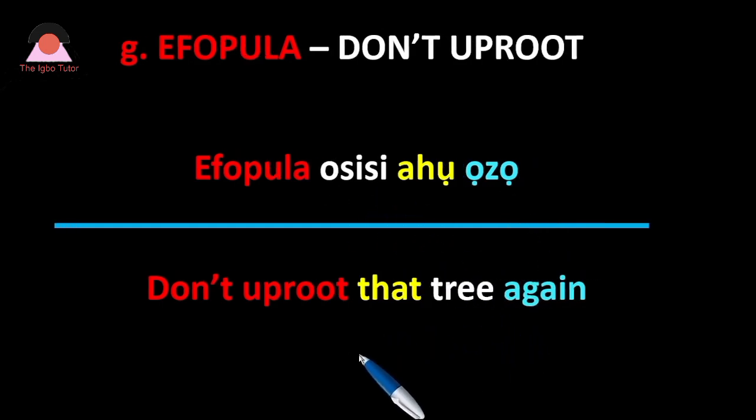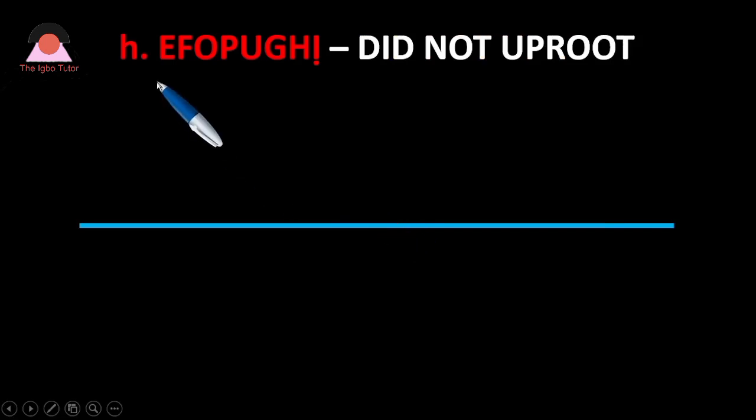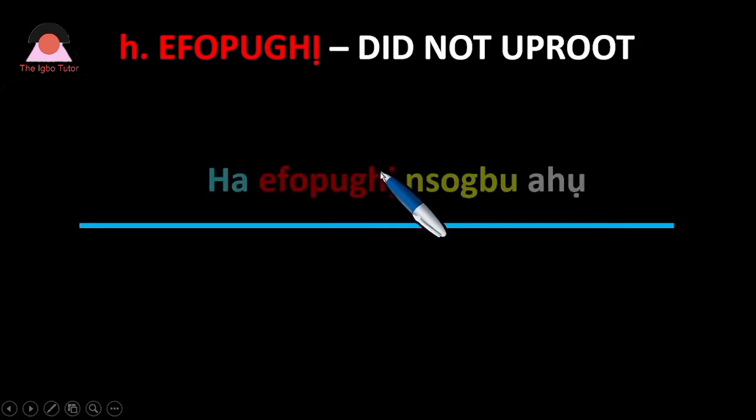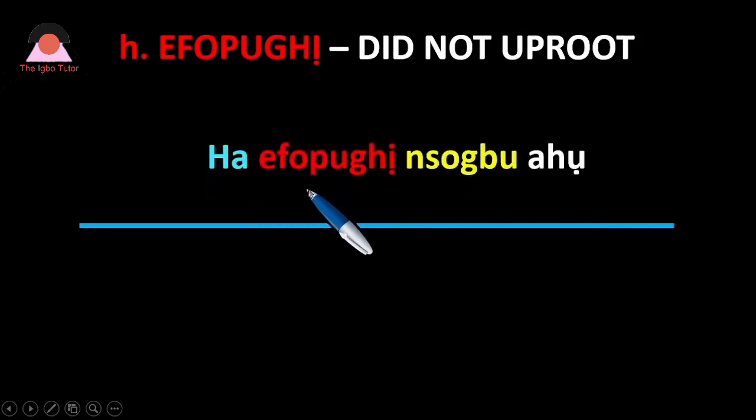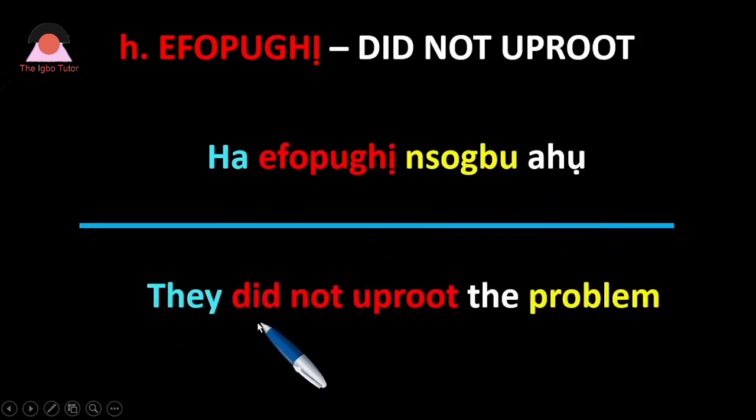Okay, let's move on to H. A report now. Efopụghị, did not uproot. The sentence now. Ha efopụghị nsogbu ahụ. What does this mean? They did not uproot the problem. We want the problem rooted out, but they did not. They did not uproot the problem.